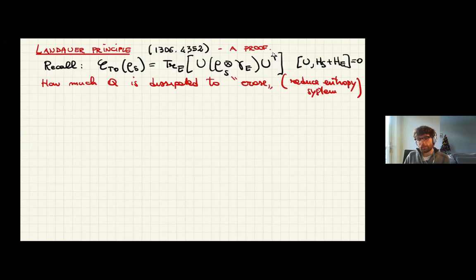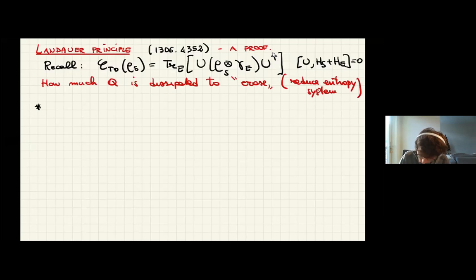Now, the idea of erasure is that whatever the input is, my map should send me to a specific deterministic output, so that the entropy of the output should be 0. Okay, this is what it means to erase, because whatever was the input at the beginning, you have your blank state at the end.